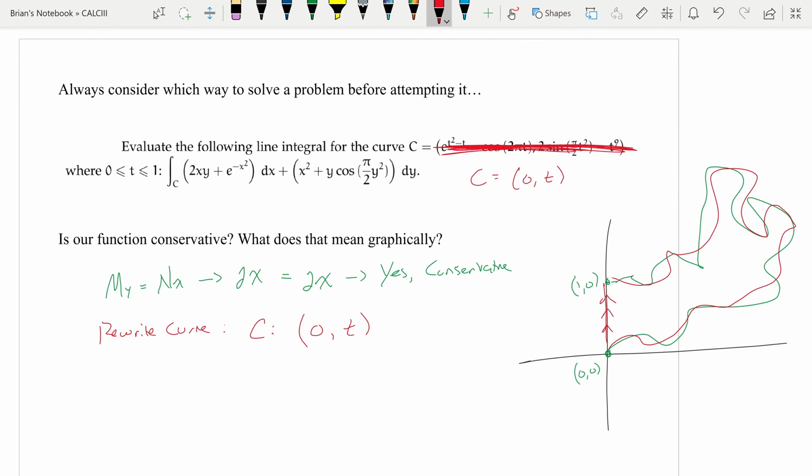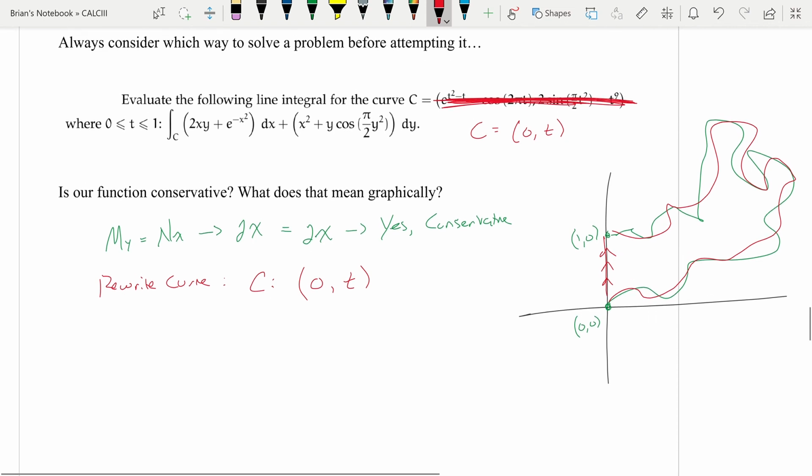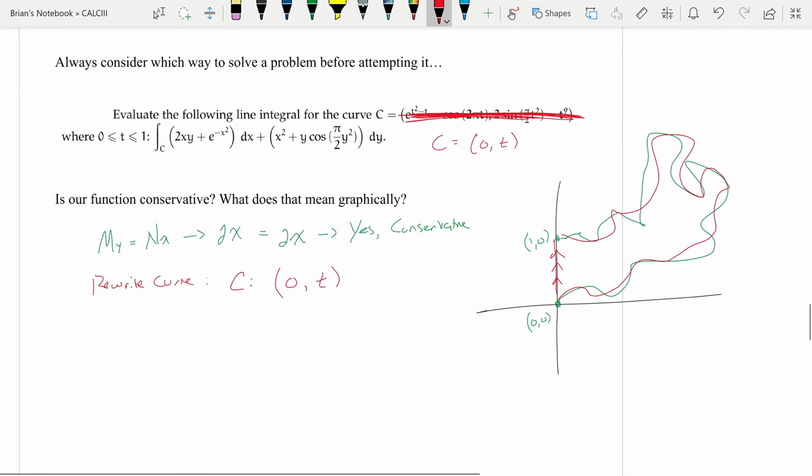Because it's conservative, we can rewrite the curve. It doesn't matter how we get to 1, 0. As long as we get there on a line in this conservative vector field, it'll be the same answer when we solve this line integral. So now that we have our c, what I would suggest doing is treating it like an unconservative problem, the way we solved it in our problem style.